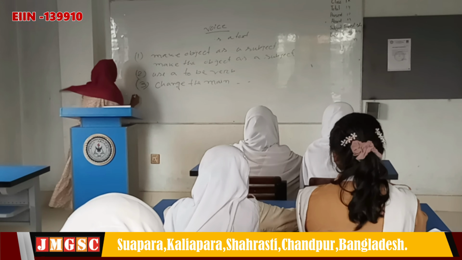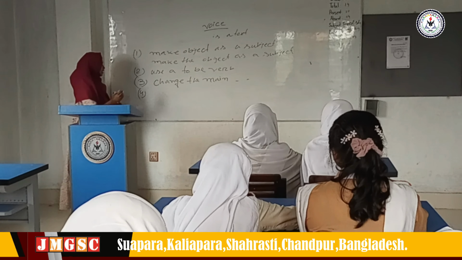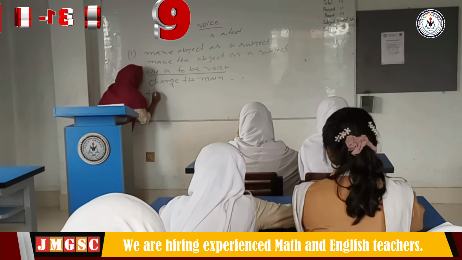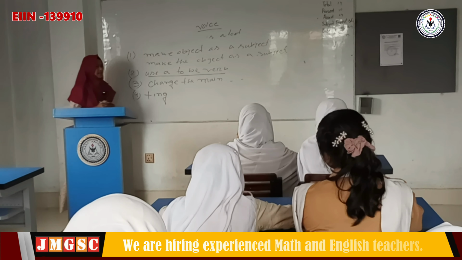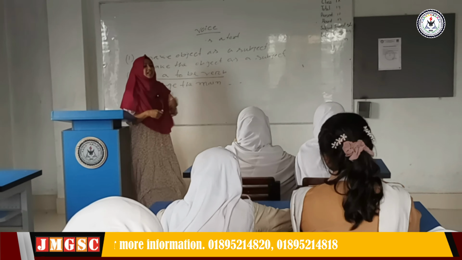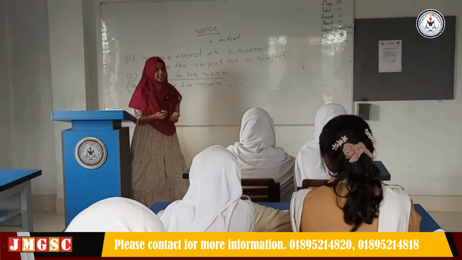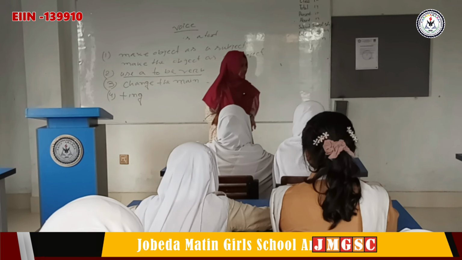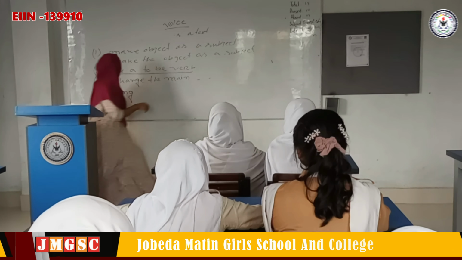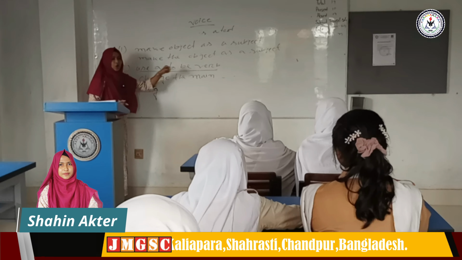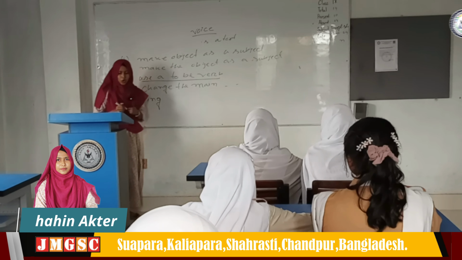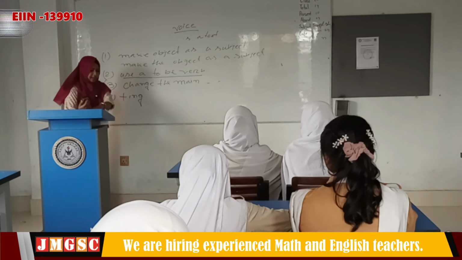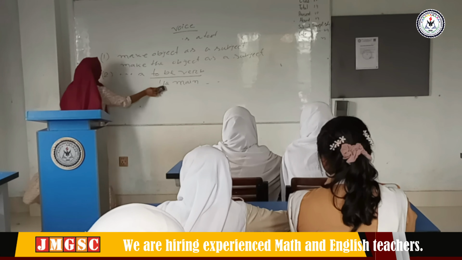I am adding one more rule for you: while using the to be verb, you have to add ing if the tense is continuous. Do you understand? If the sentence is in continuous tense, then you have to add ing with the auxiliary verb or with the to be verb. Now I am going to give some examples.